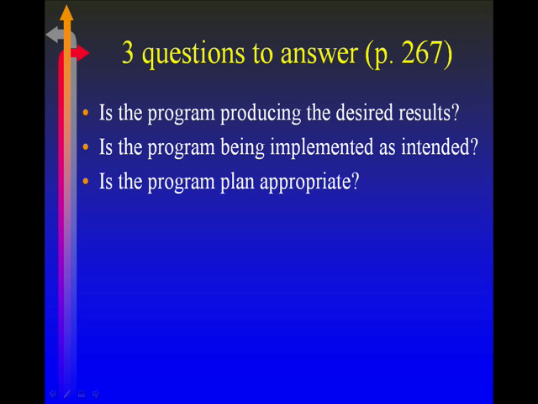What it basically boils down to in the ABC model for the program review is to answer 3 questions. This is on page 267 and the preceding pages. The questions are, is the program producing the desired results? Is the program being implemented as intended? Is the program plan appropriate? And we're going to look at each one of these in a little bit more detail now.